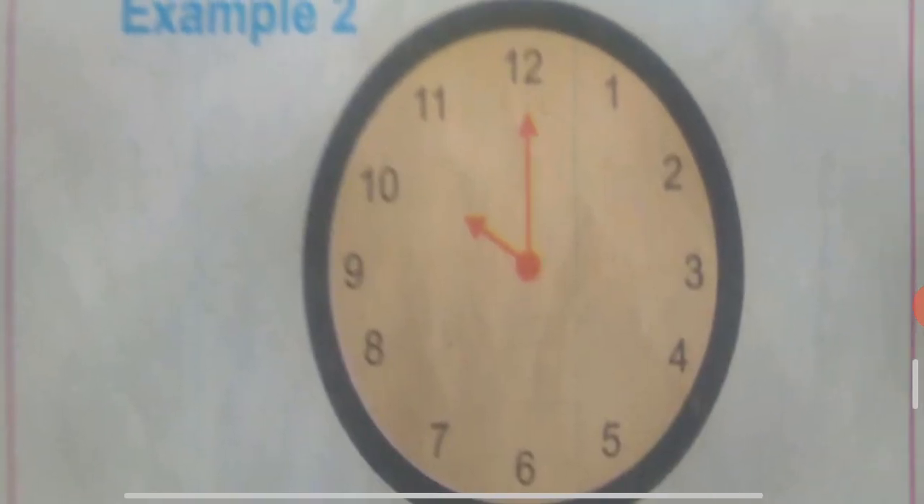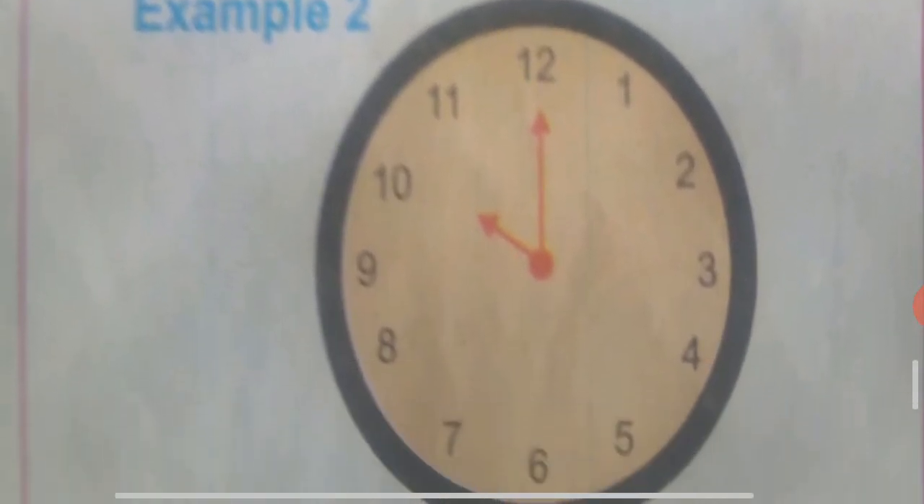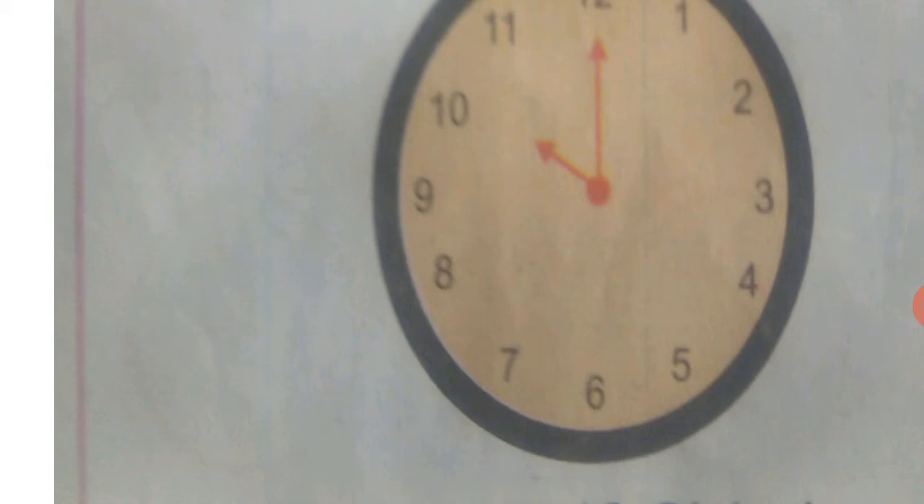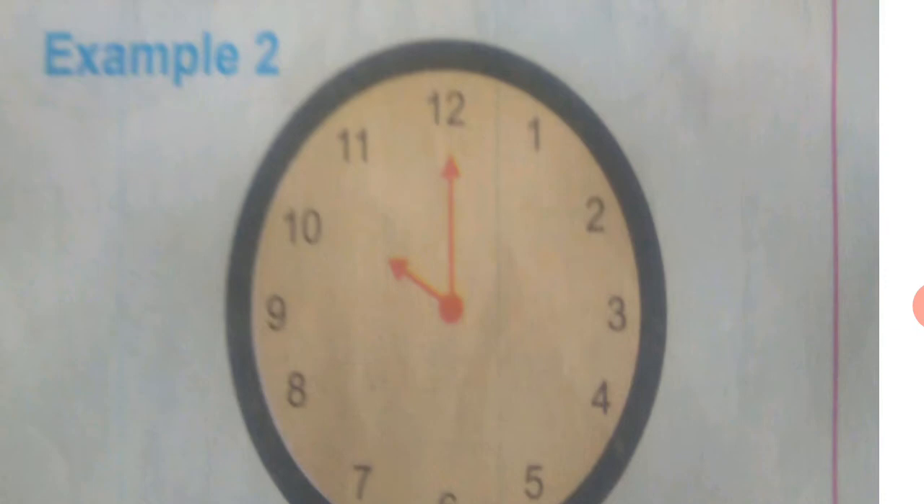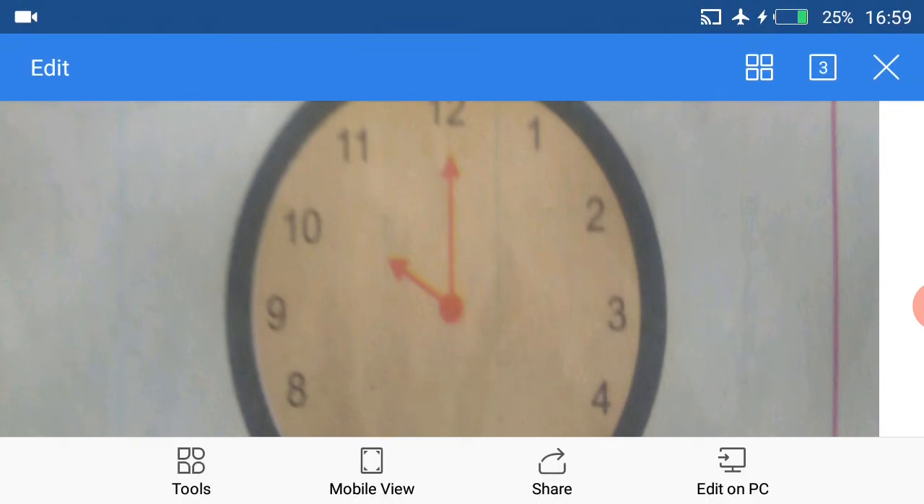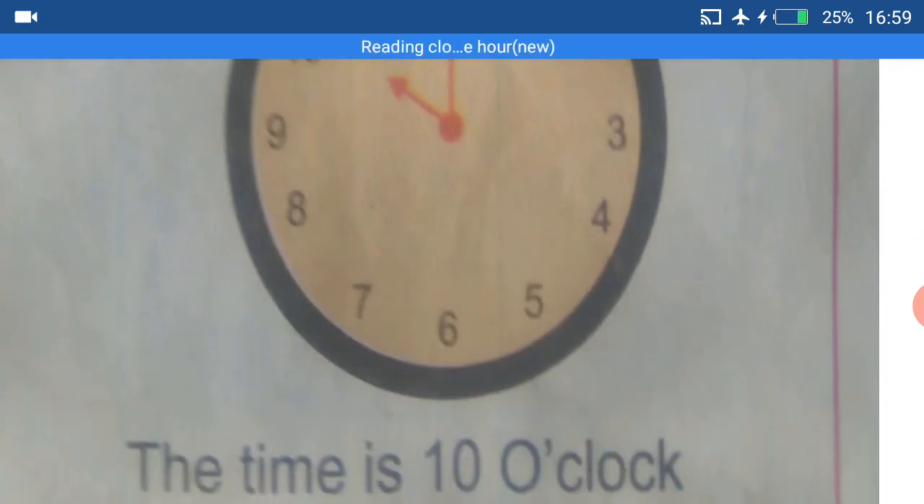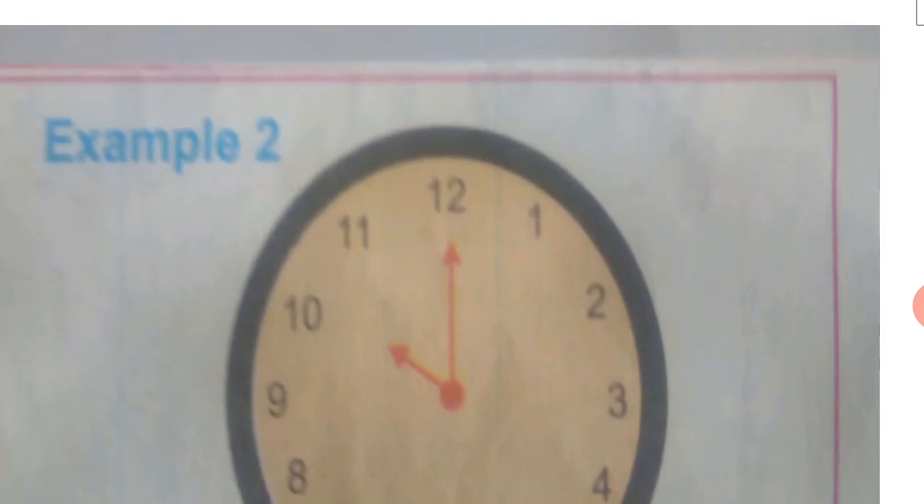The second example says, what time is it? Look at it. What time is it on this clock? The time is 10 o'clock. Why is it 10 o'clock? It's 10 o'clock because the shorthand, which is the hour hand, is placed on 10, while the long hand, which is the minute hand, is placed on 12. So you say it's 10 o'clock. The time is 10 o'clock.